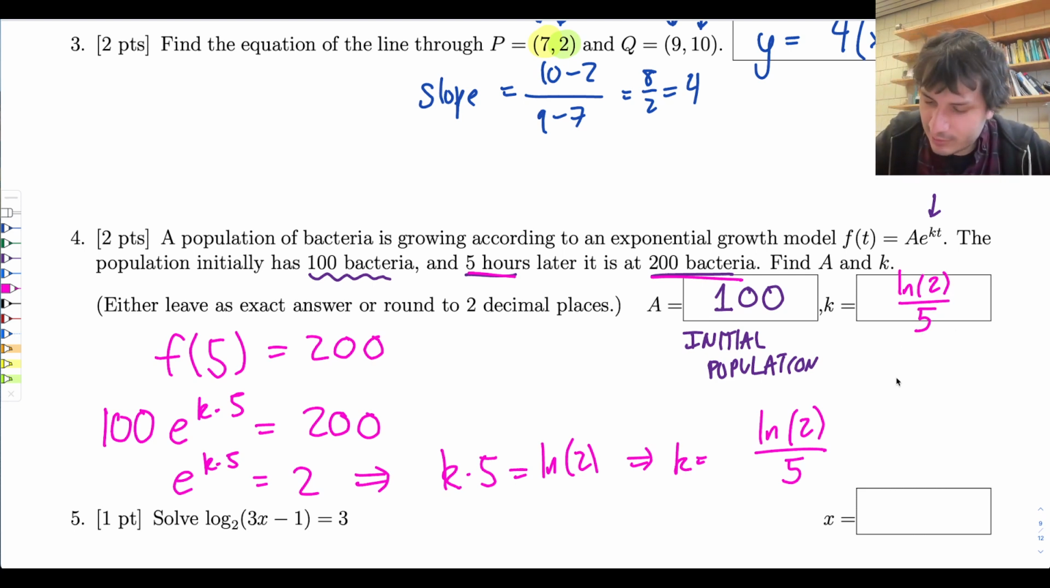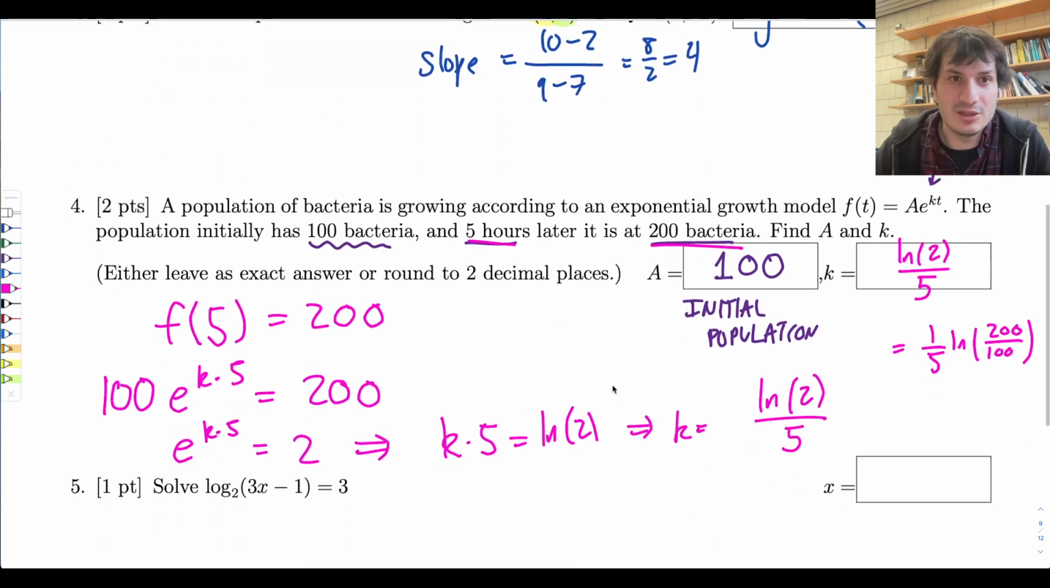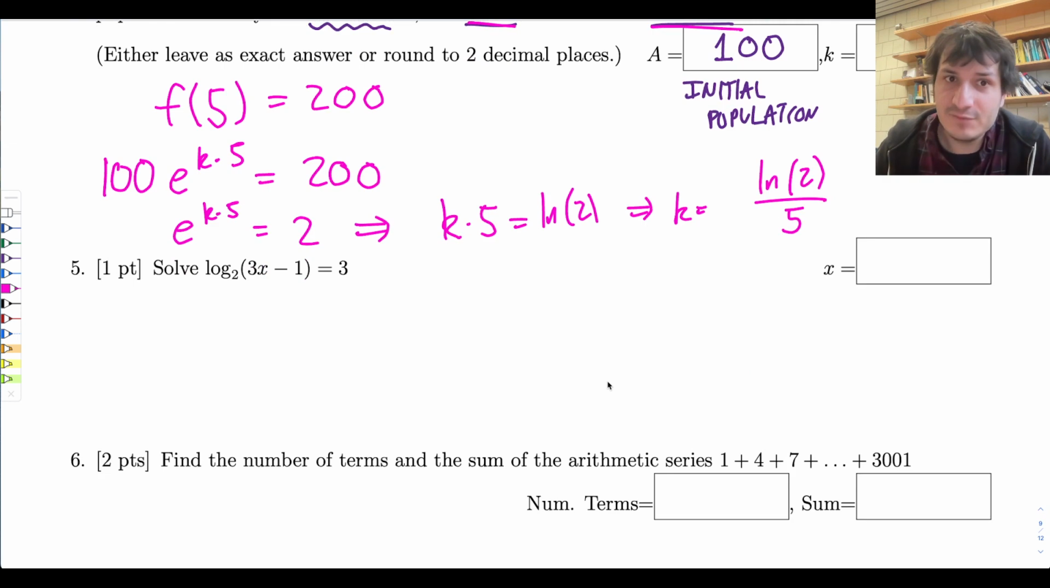Some people wrote this out in a really nice way. They wrote 1/5 ln of 200 divided by 100 to showcase where all the ingredients of the problem are from: 200 bacteria at the final time, 100 at the initial time, and it took 5 hours. That's K. That works perfectly well. This was actually really well done. This was one of the better done questions on the exam. Okay, next up was question 5.